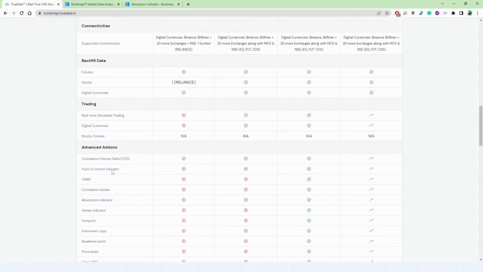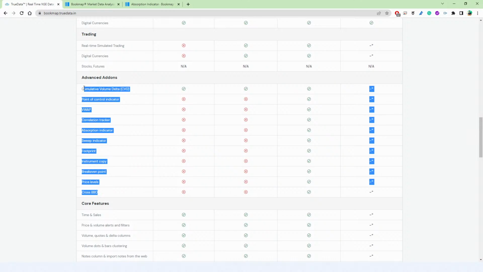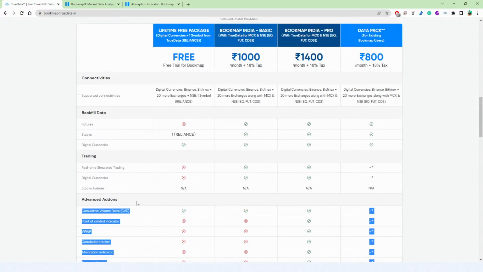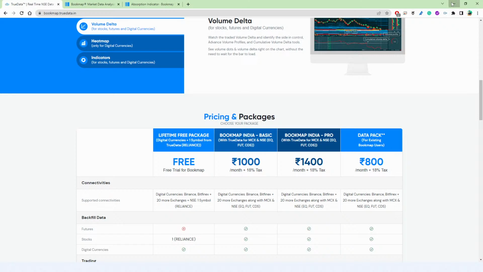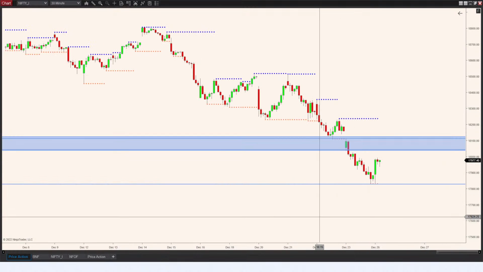Liquidation indicator is not presently available for our market. So as you can see, these are the different indicators that we have presently. We are working on other advanced add-ons, which will be enabled very soon.